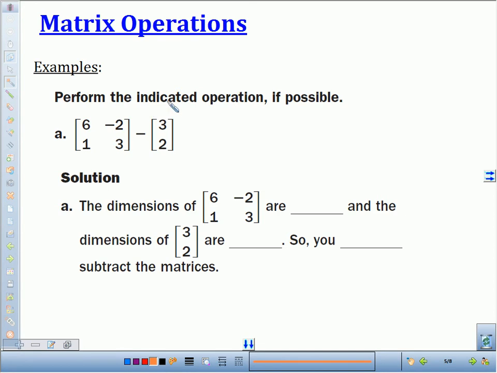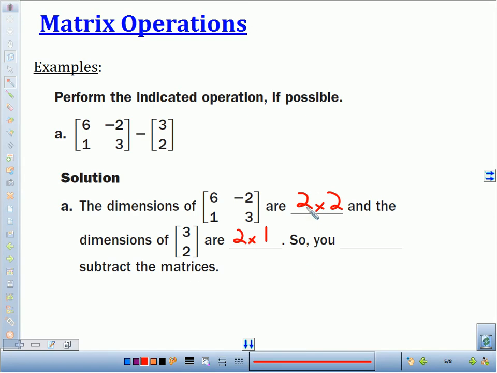We want to perform the indicated operation if possible. Now this is example 1 in your notes. So, I look at my corresponding elements. I say, okay, I have two matrices. This matrix is 2 by 2. This matrix is 2 rows, 1 column, so 2 by 1. The dimensions of the first matrix are 2 by 2. And the dimensions of the second matrix, 3 over 2, is 2 by 1.